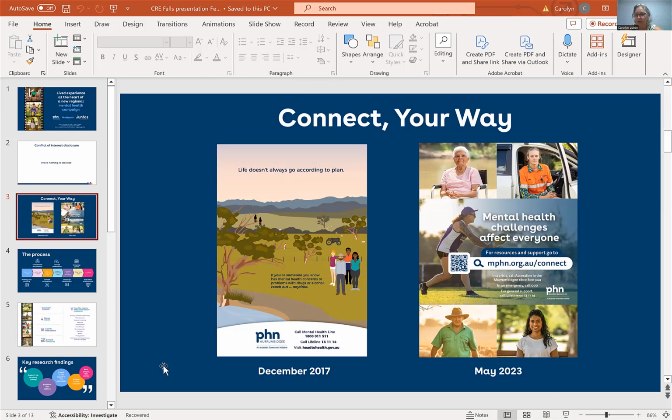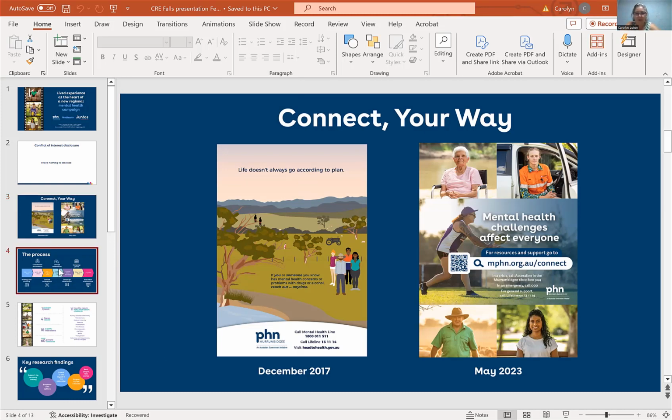So we were asked to redevelop the campaign, and that's what you see on the right-hand side. Some of the challenges had changed, the call to action had changed. And so you can see on the right-hand side that it was very much people-based, and I'll explain some of the process and the rationale there.